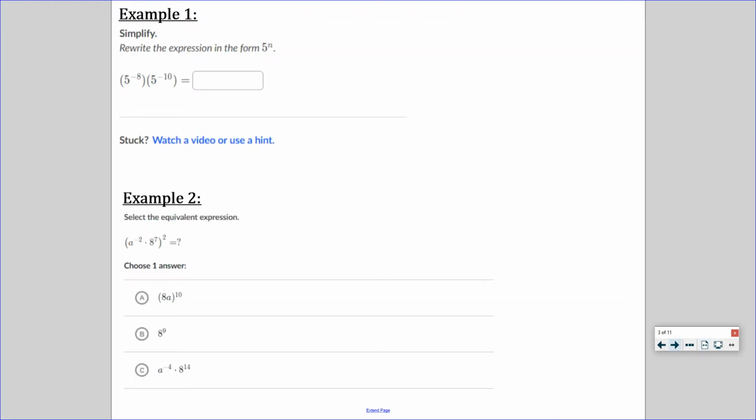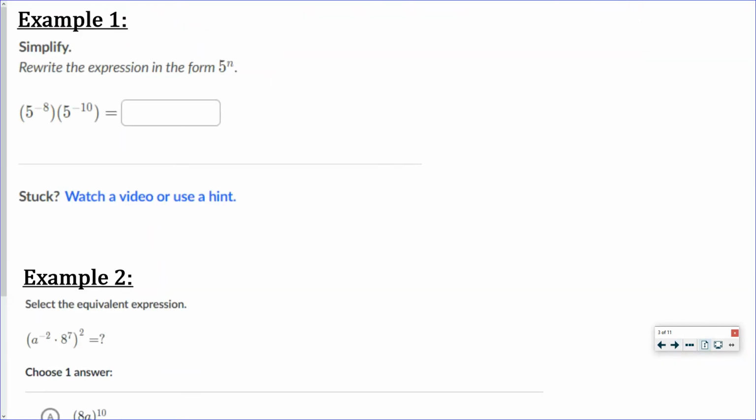It's just like a review over Algebra 1. I took this from the Algebra 1 curriculum in Khan Academy. I'll show you the Google Classroom homework in a second here, but let's just try some of these. So it says, simplify. Now read the directions carefully. Rewrite the expression in the form of having a 5 to some power n.